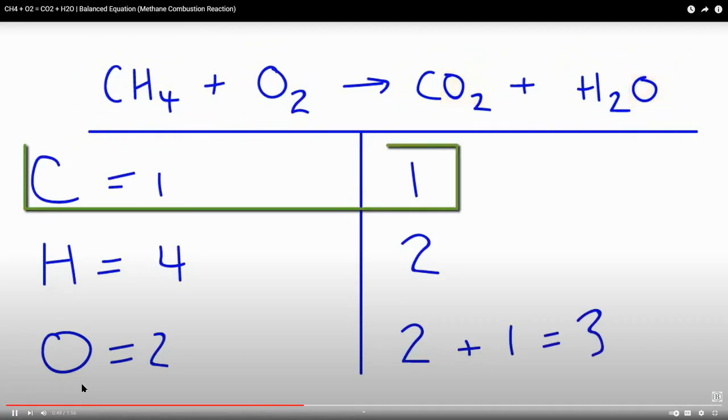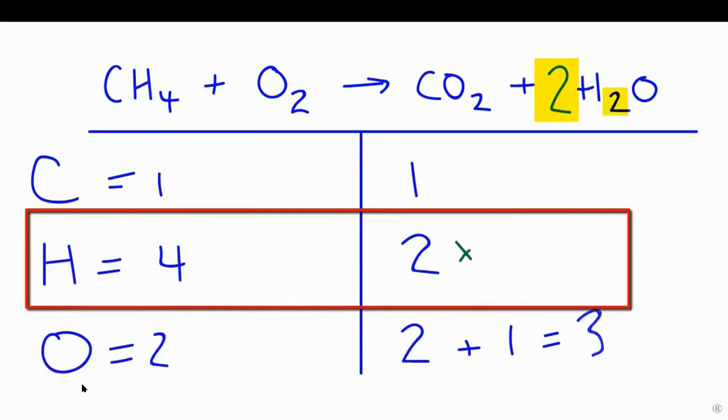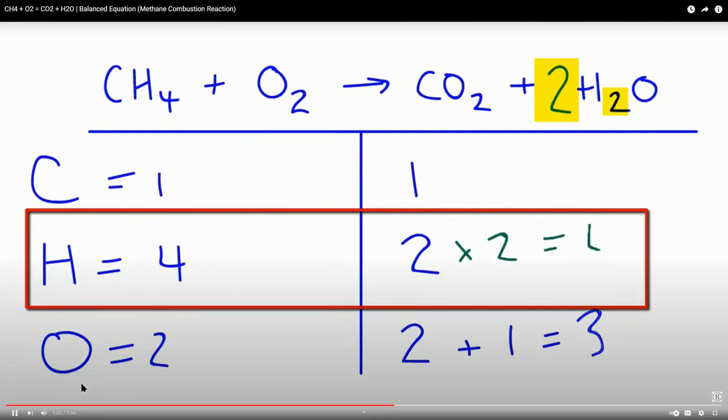So the carbons are balanced. We don't need to do anything with that. Let's take a look at the hydrogens. If I were to put a 2 right here, that would mean I would have the 2 times 2. That would give me a total of 4 hydrogens. Now the hydrogens are balanced.